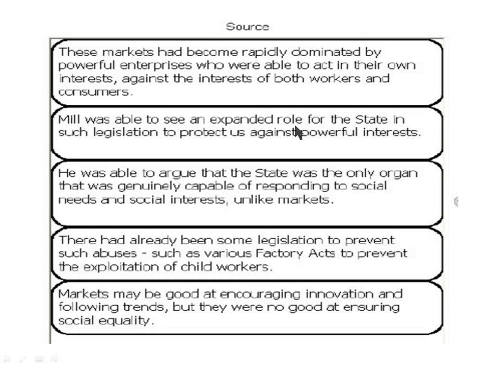"Mill was able to see an expanded role for the state in such legislation." By legislation we mean laws, and in the previous paragraph they mentioned factory acts. So this paragraph is the next one. And "He was able to argue" is the last one. This is how we rearrange the paragraphs by looking at the connectors.